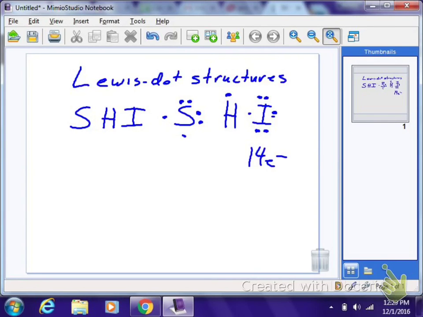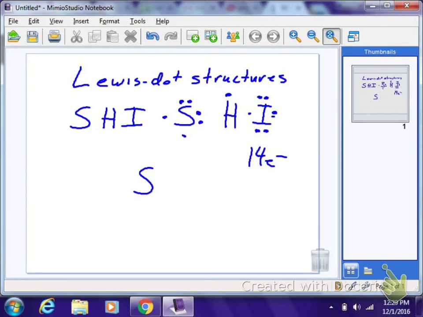Now, I need to warn you that hydrogen looks like it needs a lot, but really all hydrogen needs is how many to get a full shell? 1. So hydrogen will never be in the middle because it always just needs 1, and then there'll always be something that needs more that's going to be in the center. So we've got to pick a center atom. So which one do we need to choose? Sulfur.